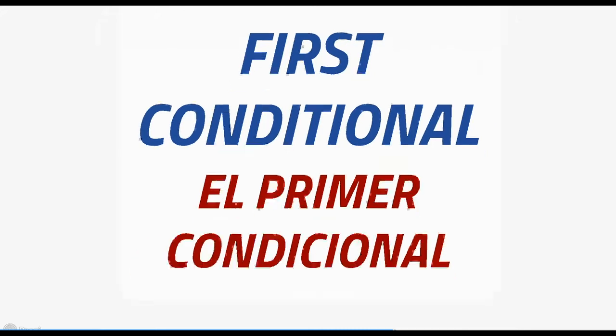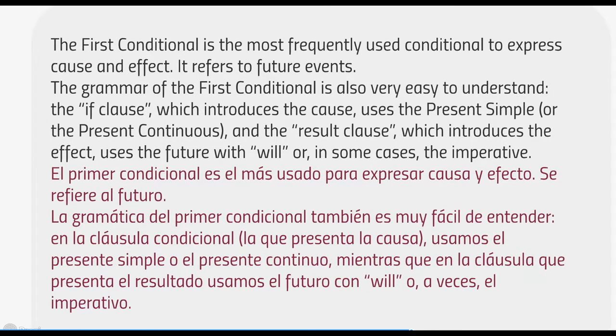First conditional. The first conditional is the most frequently used conditional to express cause and effect. It refers to future events. The grammar of the first conditional is also very easy to understand. The if clause, which introduces the cause, uses the present simple or the present continuous, and the result clause, which introduces the effect, uses the future with will, or in some cases, the imperative.